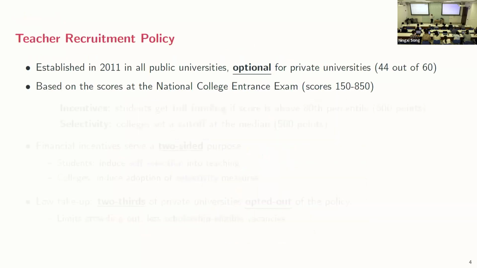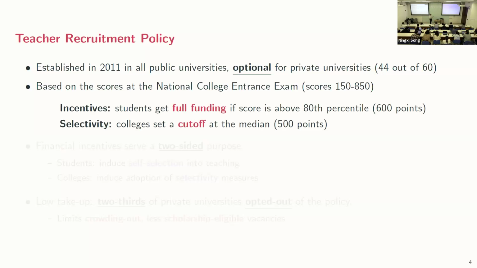implement this two-component rule. It was established in 2011 in all public universities, but they made this policy optional for private universities. The reason to make it optional is that it was ex ante hard for the policymaker to know how to design it, and they didn't want to induce a closure of programs. This policy was based on the score at the National College Entrance Exam, which was a standardized score to enter college, and it had two components, as I said.